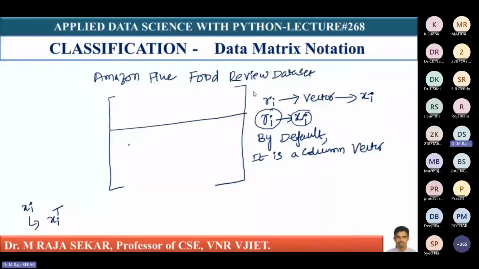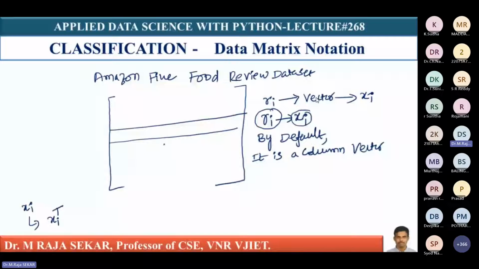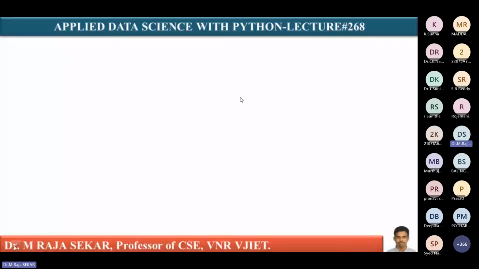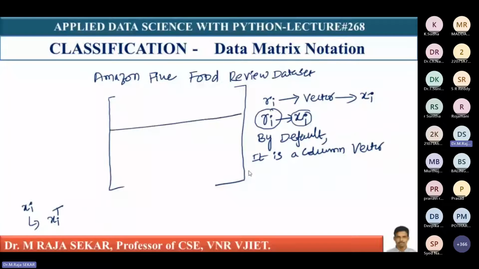For that, what I have to do? I have to convert this review RI into a vector. Who will convert this one? I skipped a few lectures. That may be bag of words, that may be word to vec, that may be text to word vector. There are different natural language processing techniques, that may be n-gram, bigram, trigram. There are different NLP techniques which are useful for converting your review text into a vector.